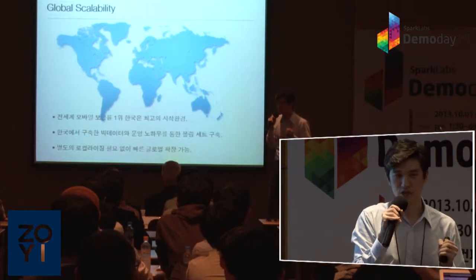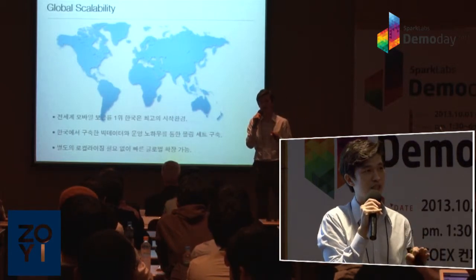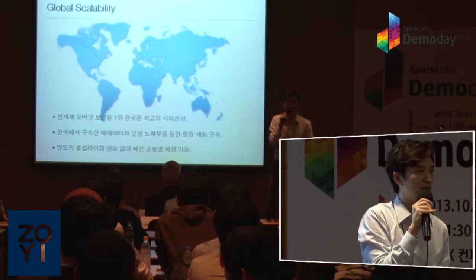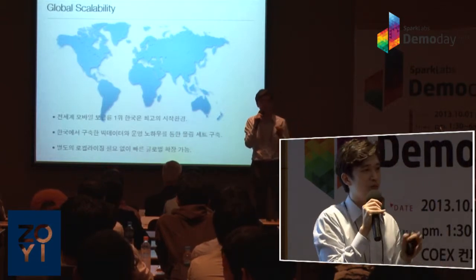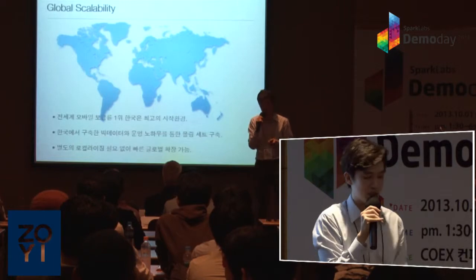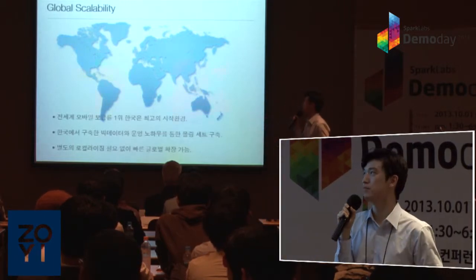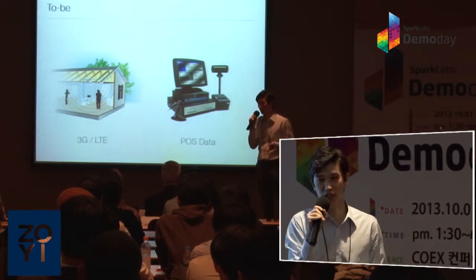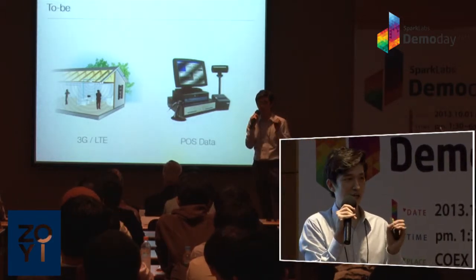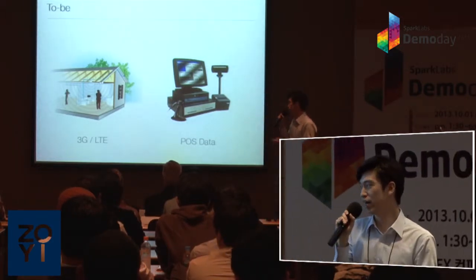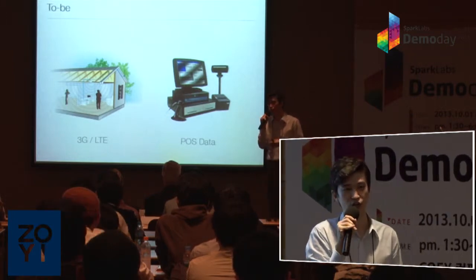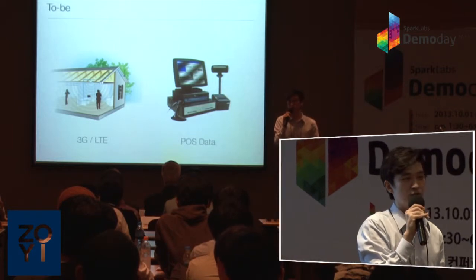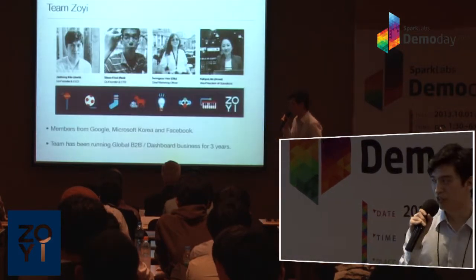And the products produced from this big data will accommodate different retailers around the world, because the big data will not be limited to applications in Korea. Our future 2B would be that we will not remain in 3G and LTE, but we will add hardware devices and connect ourselves with POS data so that we can have comprehensive services.